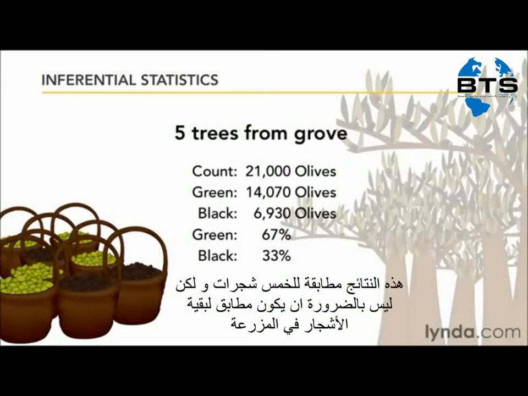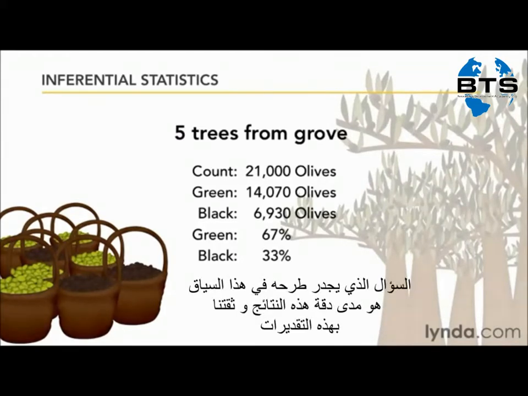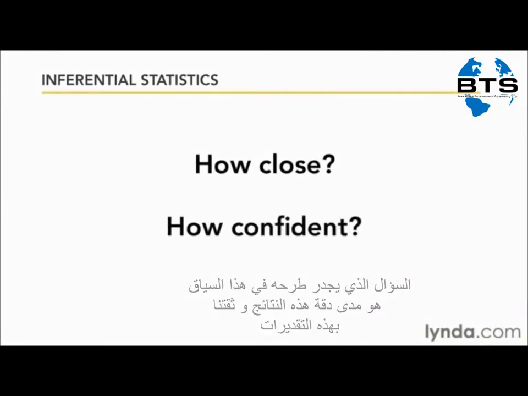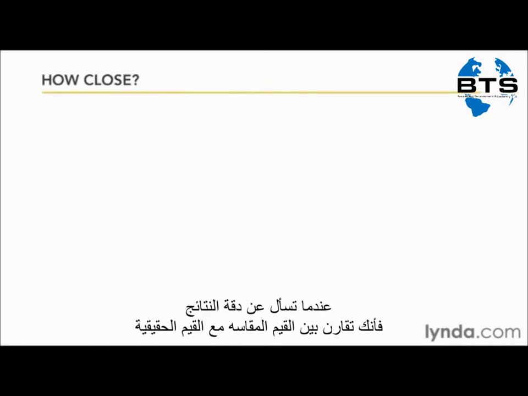Now that's true for those 5 trees, but it might not be, and in fact almost certainly will not be, exactly true for the entire grove of 100 trees. So what you need to ask is, how close am I to the true value, and how confident am I in that estimate? When you ask how close, you're asking how close your measured value is to the true value.